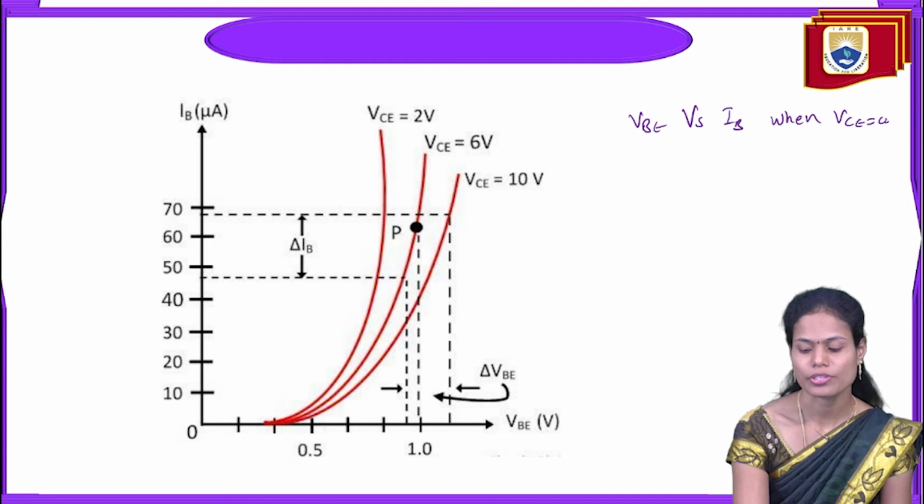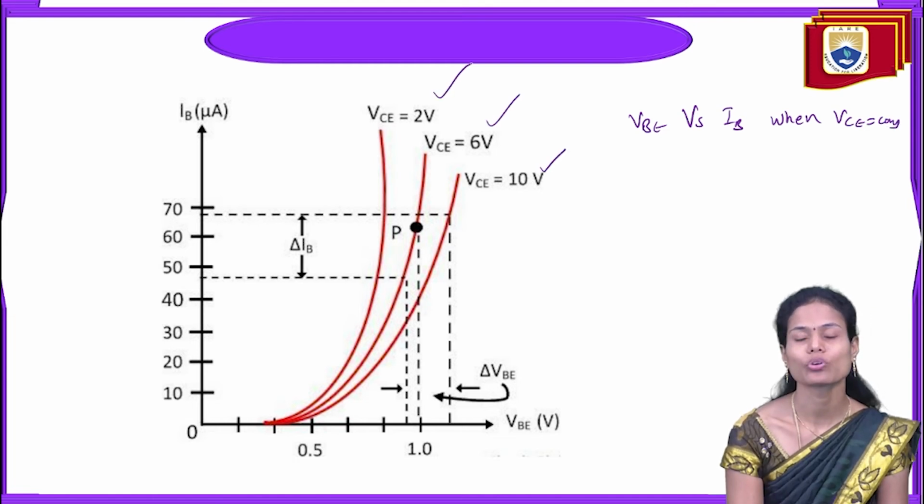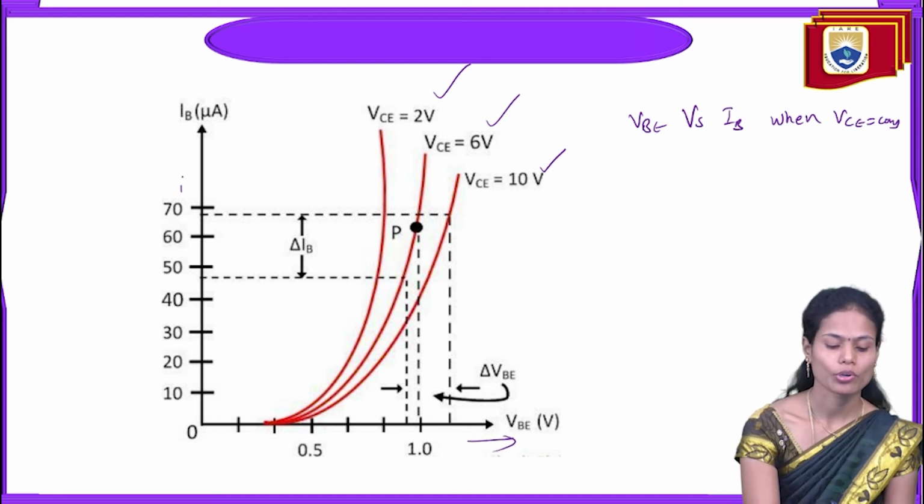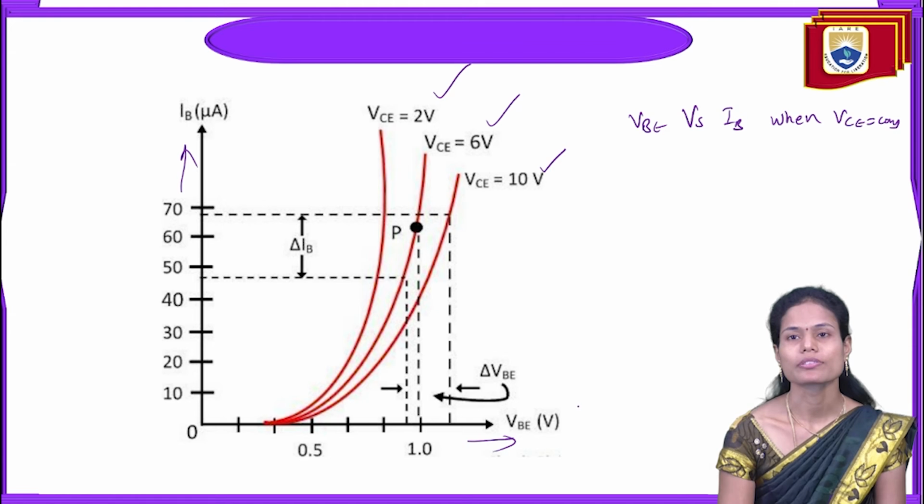And these are the input characteristics of the common emitter amplifier, that is VBE versus IB when VCE is equal to constant. That is nothing but different values of VCE. We have to make it constant and we have to vary the VBE voltage. The corresponding IB current will increase. These are similar to the characteristics of the forward biased PN junction diode.